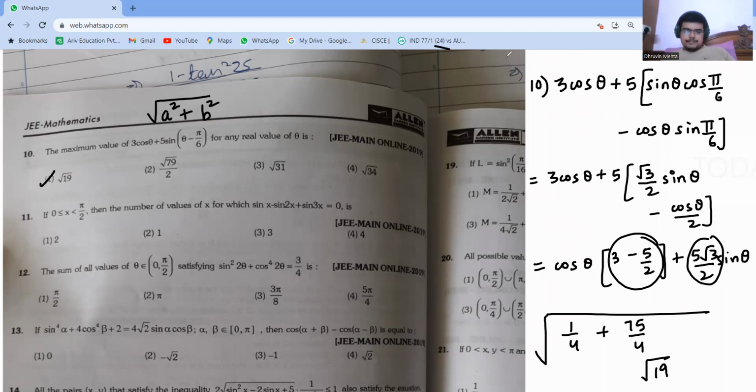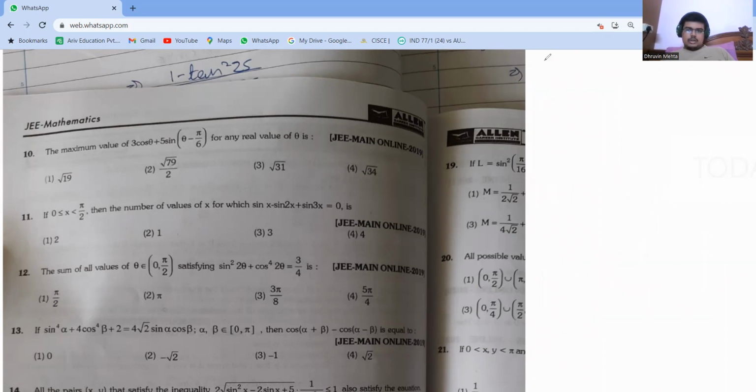Done, Muskan? Yeah. Chalo, next let us take 11th. 11th is easy, guys. I think you'll get this. बताओ चलो, what do you think we should do? कहाँ से start करें?